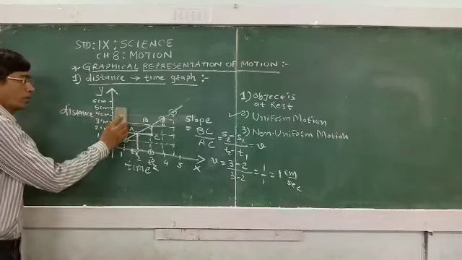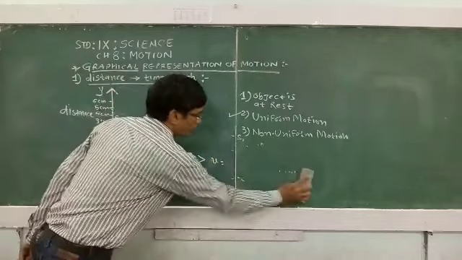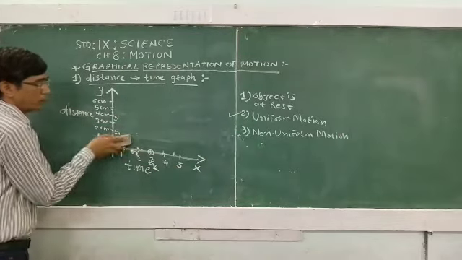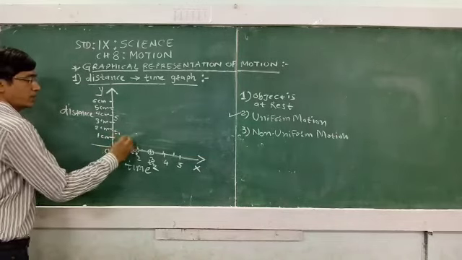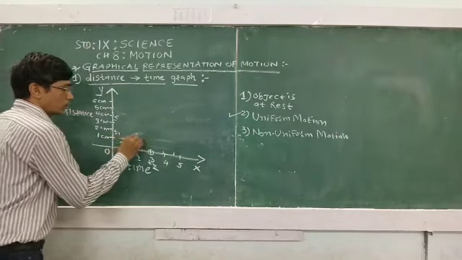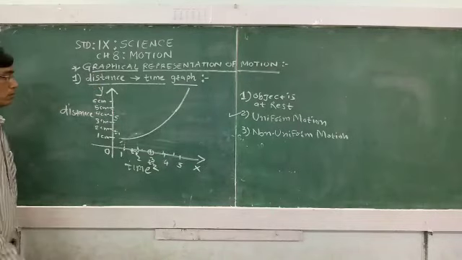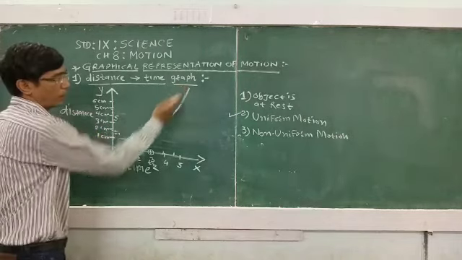So this is known as the uniform motion, in which the object covers the equal distance in the equal time interval. Now let us take the non-uniform motion. In non-uniform motion, the object does not cover equal distance in equal time. So in that case, the distance versus time graph is like this. It is the curved type graph.